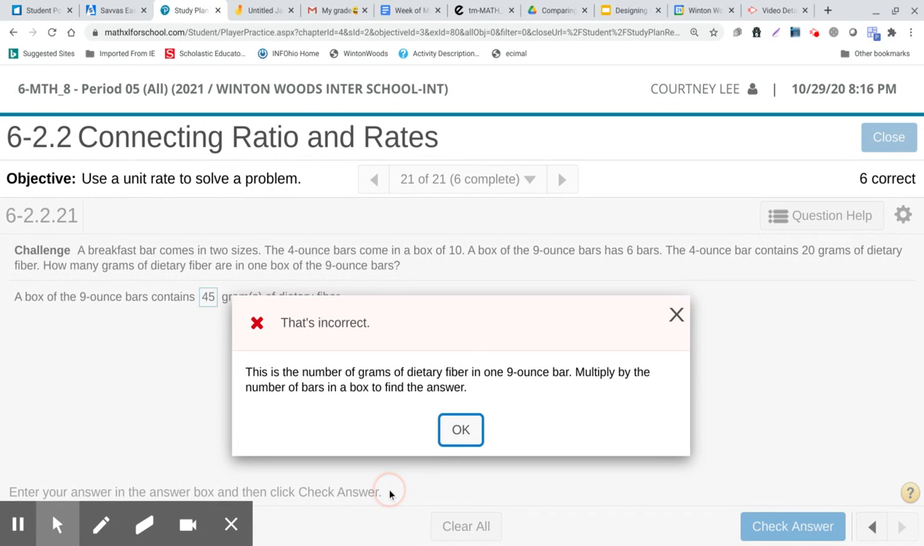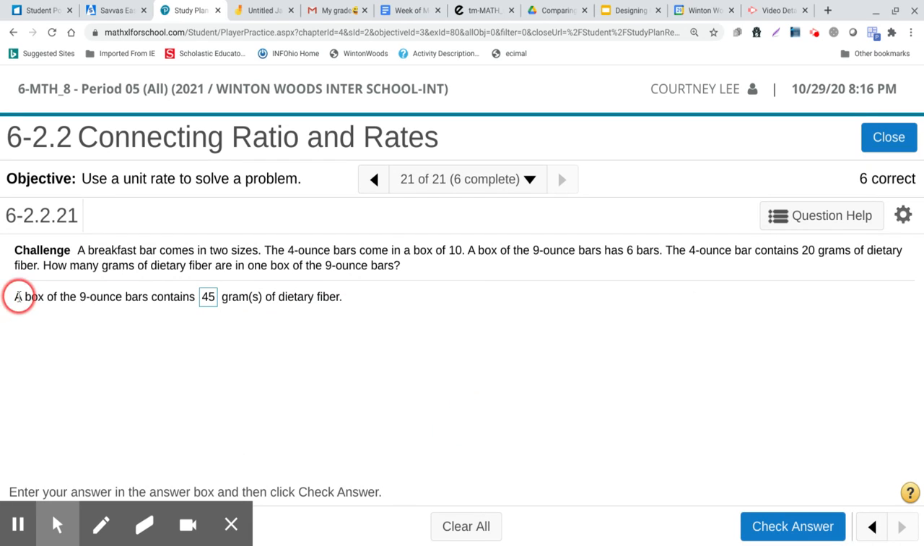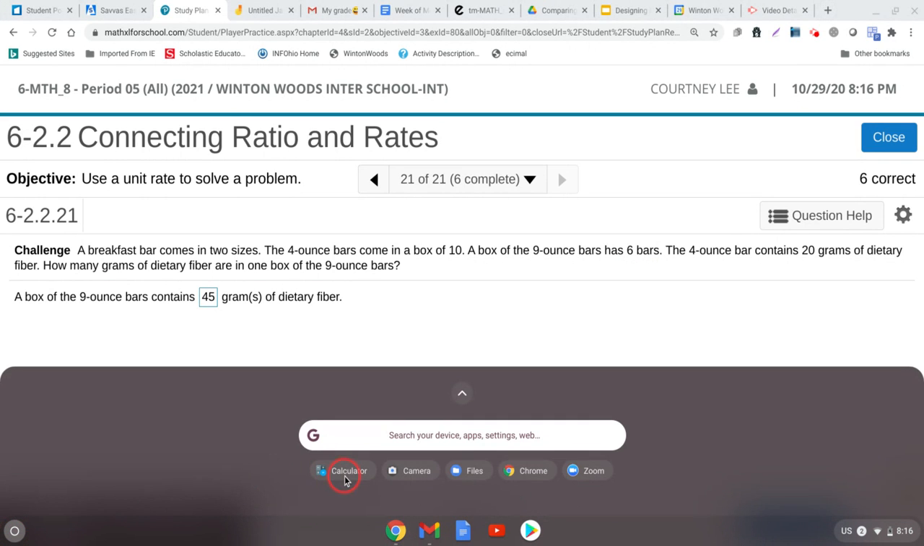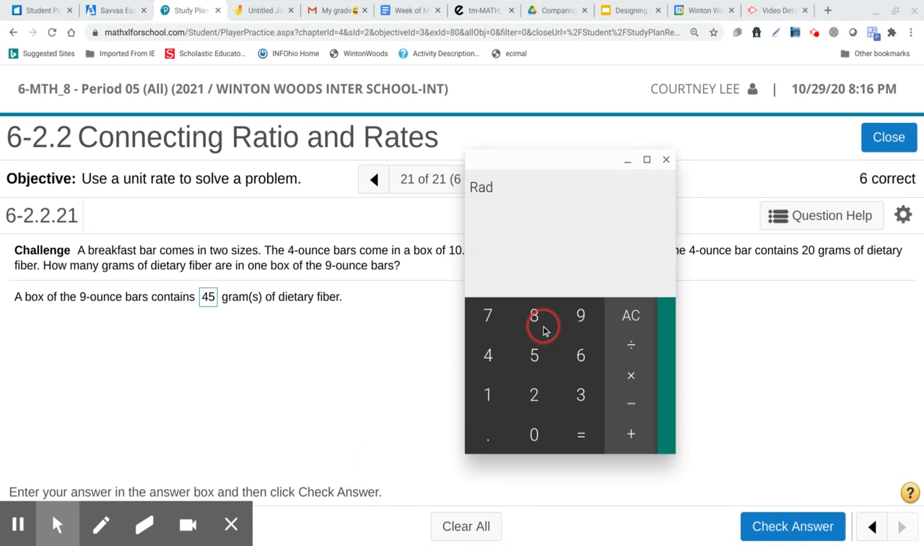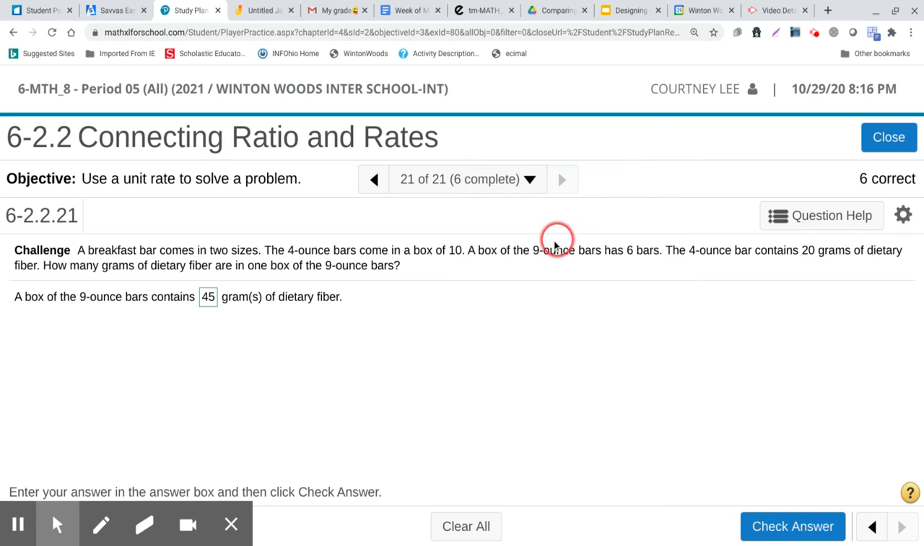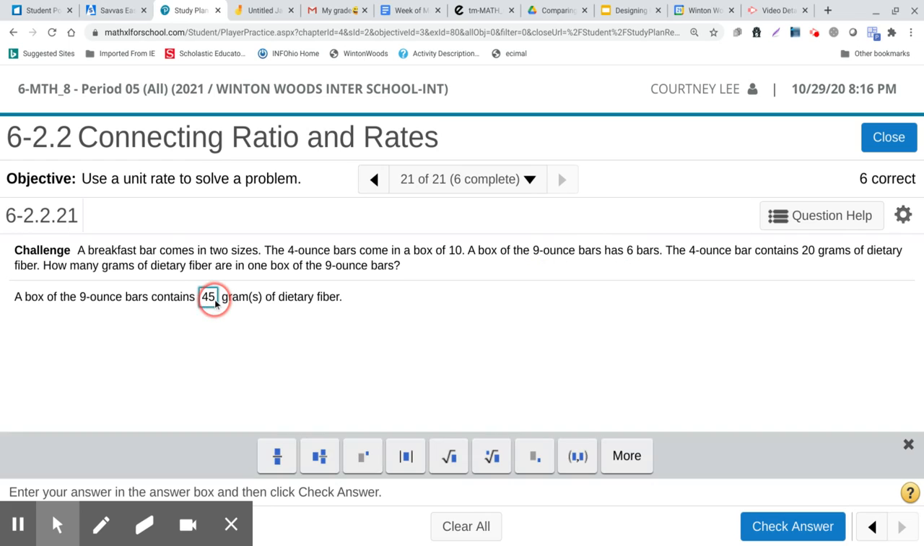Oh, a box. They want to know for a box. Oh, Miss Lee is messing up. 9-ounce bars has 6 bars. So I need to take, this is for 1 bar. So I need to take this times 6. This is making mistakes. But that's okay. At least I can figure it out. I said 6, right? 6 bars, 270. Yeah, there's 6 bars. 270. Cross your fingers.